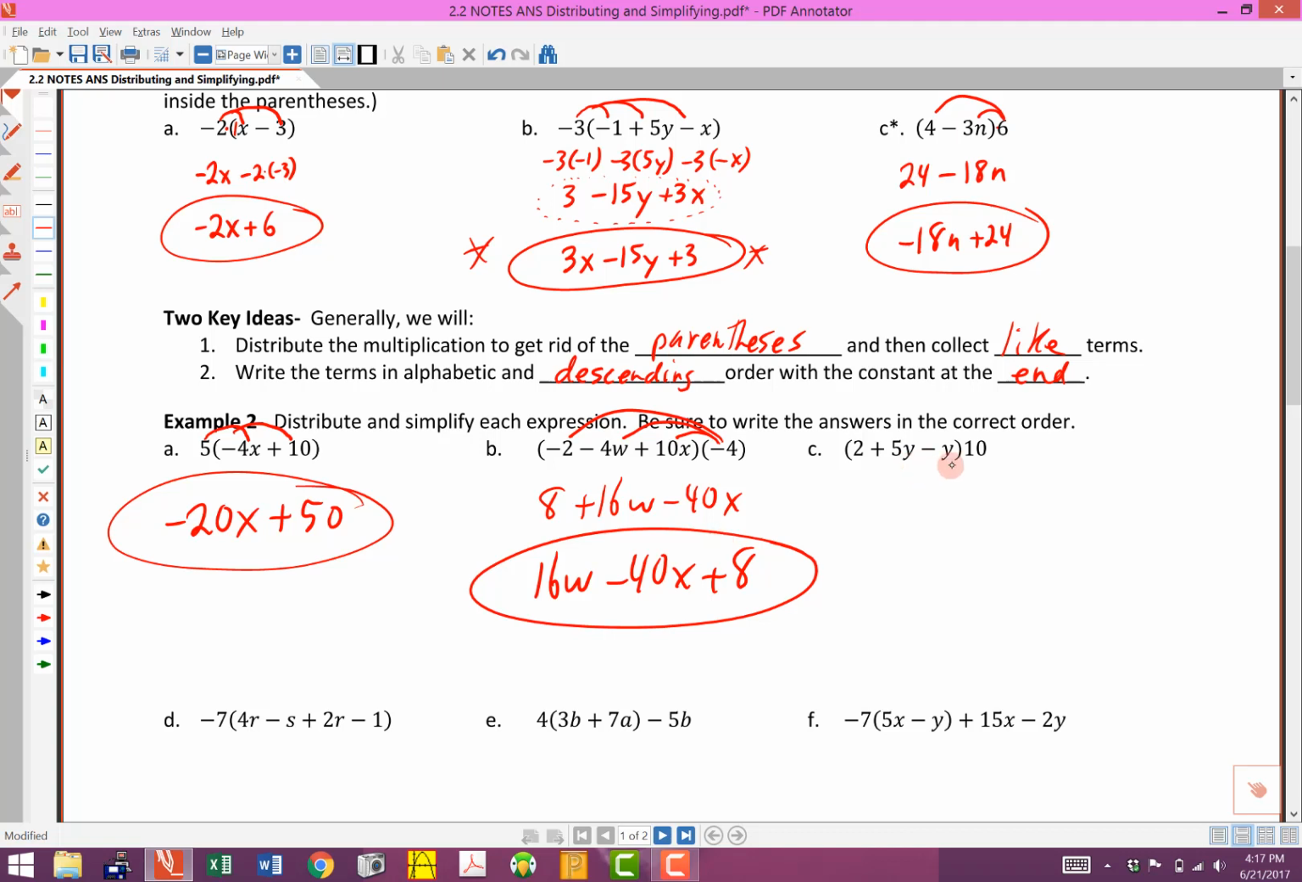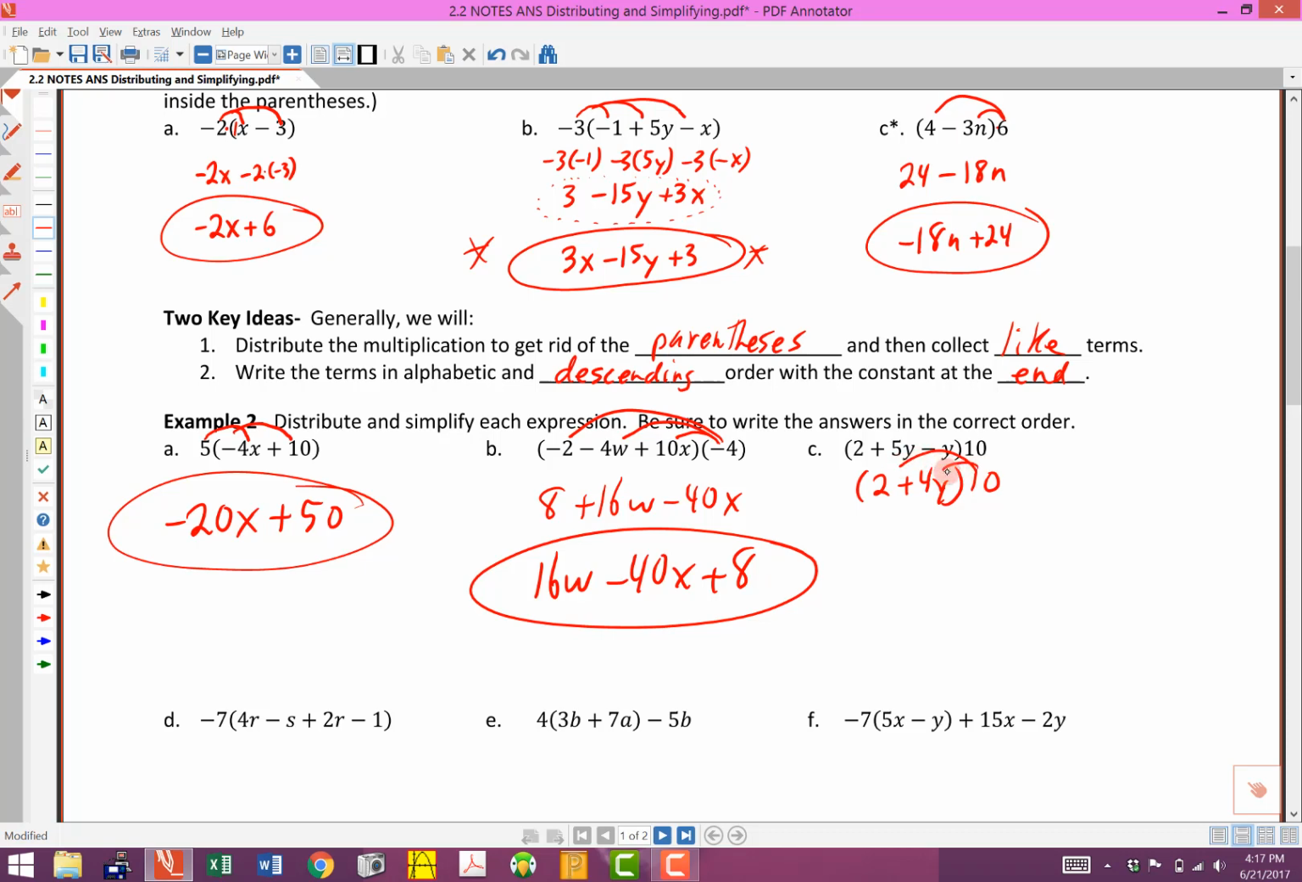Now this one's kind of interesting. This doesn't happen all the time. Usually they'd have these combined for us already, but I'm going to do this. We're going to do 2, and then we're going to do plus 4y, because when we combine the 5y minus y, we get 4y, and then I'm going to distribute each one of those.